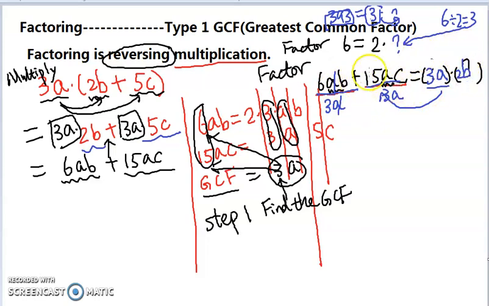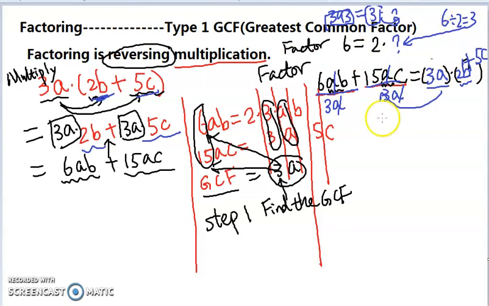And next, to move on, there's a plus sign. So we put a plus sign there. And 15 divided by 3, that gives me a 5. A divided by A, they cancel, and there's a C left. So that's how we go back to find 2B and 5C, which is what's given right here. So we found out if I'm given 6AB plus 15AC, that can be obtained by multiplying 3A and 2B plus 5C.